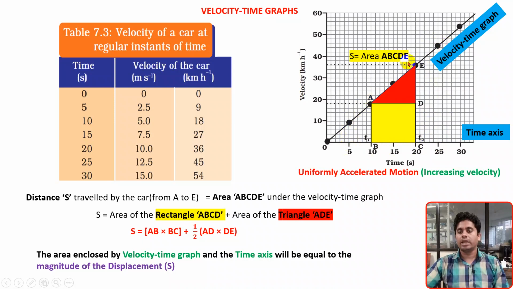Here we have taken points A and E. So likewise, we have to decide where the journey started and where the journey ended. In between, we have to draw that line, and whatever area is under that line will give us the magnitude of the displacement. So here the area ABCDE will give us the magnitude of the displacement for the journey from point A to E, right?